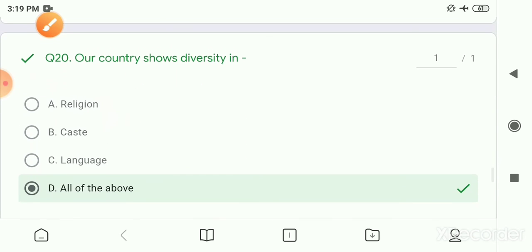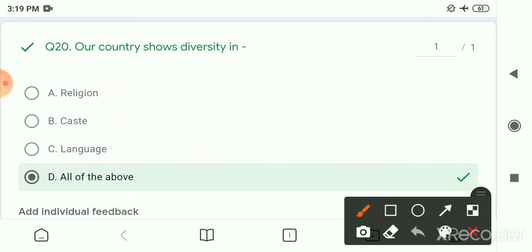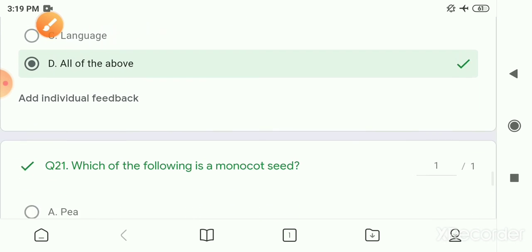Next, 20th number, our country shows diversity in blank. The options are religion, caste, language and all of the above. So here your answer is option D, that is all of the above. Our country shows diversity in religion, caste as well as in language. So your answer is option D.